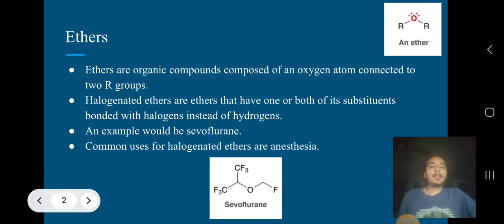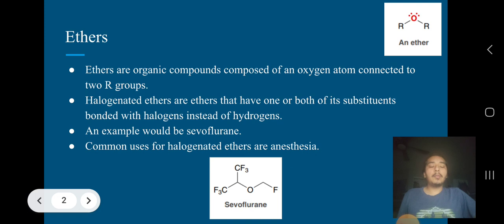Halogenated ethers will be the focus of this presentation, which is a type of ether that replaces some or all of its hydrogen atoms with halogens in one or both of its substituents. One example is sevoflurane, where one of its substituents is a carbon bonded to two fluorine atoms and one hydrogen atom. The other substituent is a two carbon chain where both carbons are bonded to three fluorine atoms.